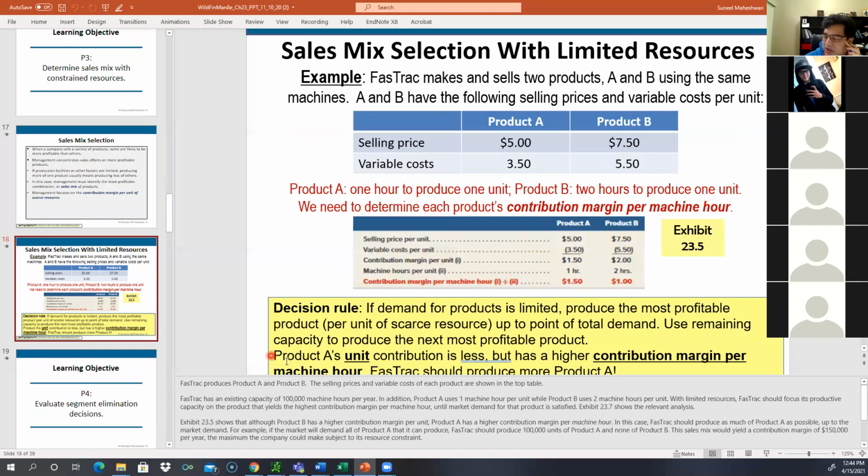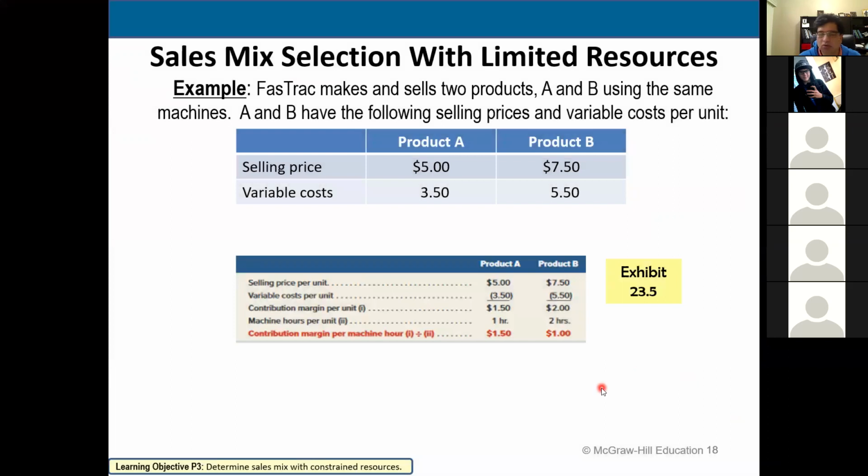So let's take an example here. You make 2 products, A and B, using the same machines. You've got the selling price and the variable cost, so you've got the contribution margin. Can you see this, everyone? So you see $5 minus $3.50 is $1.50, and $7.50 minus $5.50 is $2. Machine hours per unit is one machine hour for product A, and then 2 machine hours for product B.